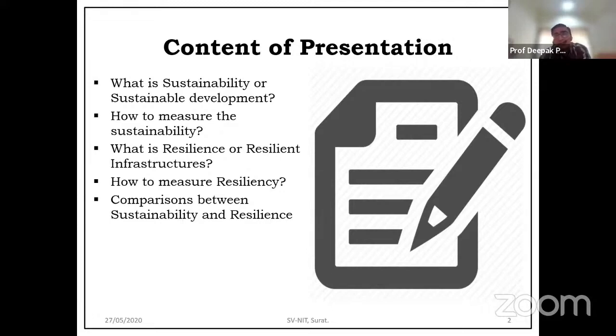But here, through the literature review, how exactly to quantify the resiliency is our main requirement today. So that is what I am going to talk about. I think it will give you more concepts on the resiliency. And then I will compare the sustainability and resiliency, so there will be a clear-cut understanding and difference. What is the difference between the sustainability and resiliency?